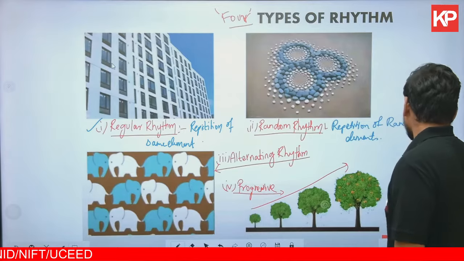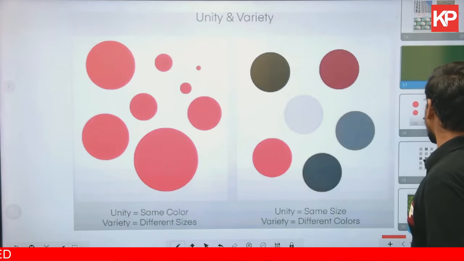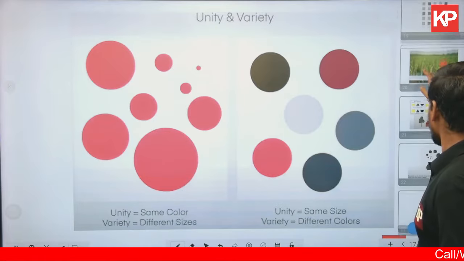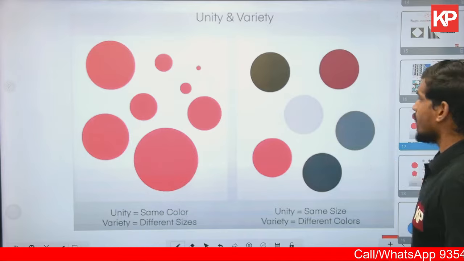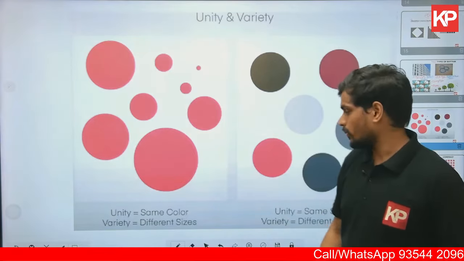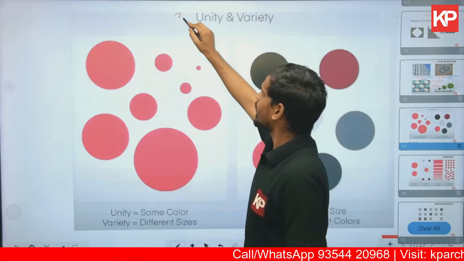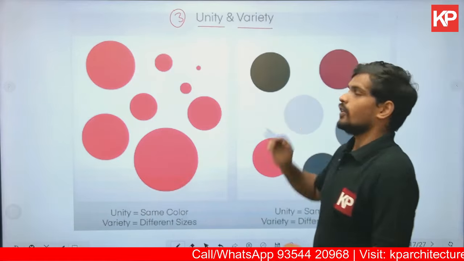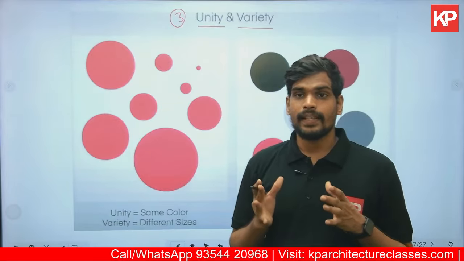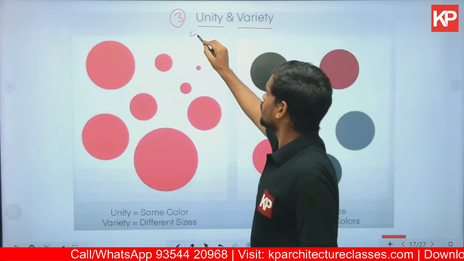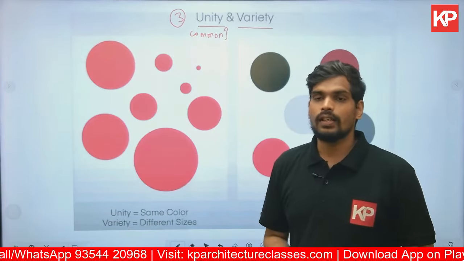Now that brings us to the third principle of design. Third principle of design is unity and variety. Unity and variety. What is unity? Unity is basically commonness. Similarity is called unity.